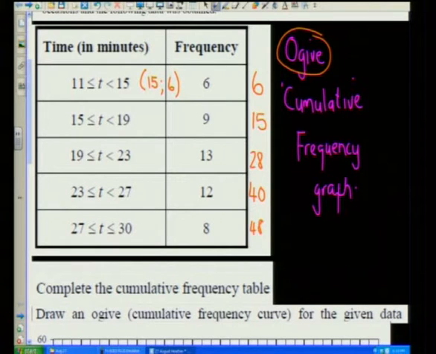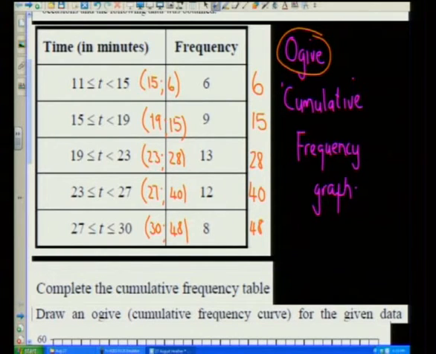Then we are going to plot the end point of this, which is 19, together with a height of 15. Then we are going to plot 23 together with 28. Then we are going to get 27 together with 40. And lastly, we're going to get 30 together with 48.